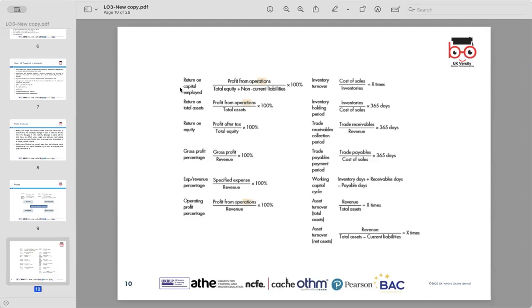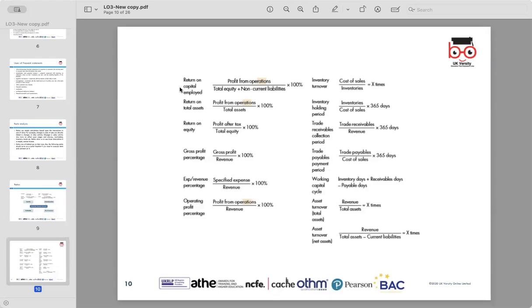Return on equity. This ratio measures the profitability relative to shareholders' equity. Trade receivables collection period. This ratio measures the average number of days it takes to collect payments from customers. A shorter collection period indicates efficient credit control. Gross profit percentage. This ratio measures the gross profit relative to revenue. Expense to revenue percentage. This ratio compares specific expenses to revenue, providing insight into cost management. A lower percentage indicates better cost control.